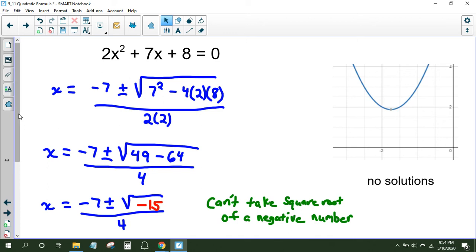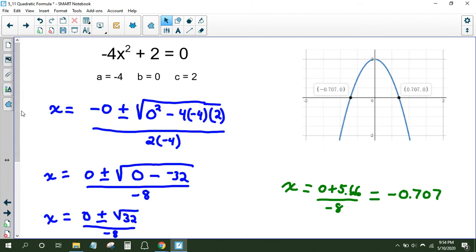All righty, last example. So here's a case where we have -4x squared and we don't have an x term here. We have -4x squared plus 2. So we have an a value, which is -4. We have a c value, which is 2, but we actually do have a b value. It would be like having a 0x in between the 4x squared and the 2. So our b value is actually a 0.